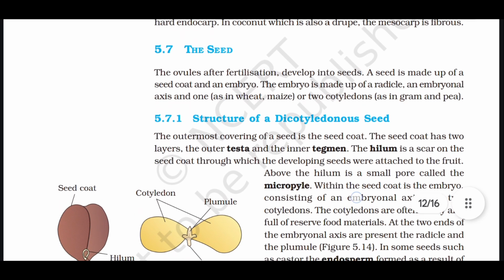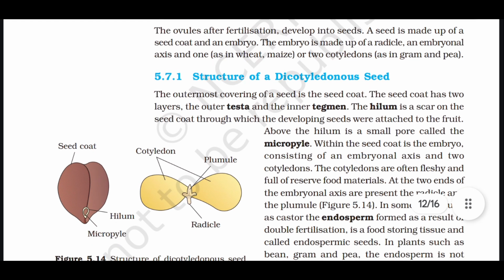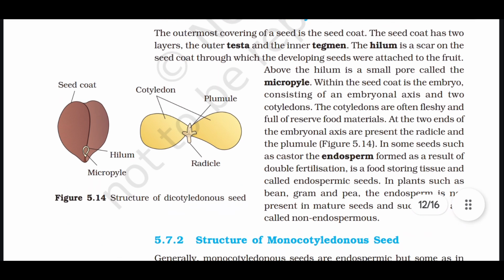5.7.1 Structure of dicotyledonous seed. The outermost covering of a seed is the seed coat. The seed coat has two layers, the outer testa and the inner tegmen. The hilum is a scar on the seed coat through which the developing seeds were attached to the fruit. Above the hilum is a small pore called the micropyle. Within the seed coat is the embryo, consisting of an embryonal axis and two cotyledons. The cotyledons are often fleshy and full of reserve food materials. At the two ends of the embryonal axis are present the radicle and the plumule.